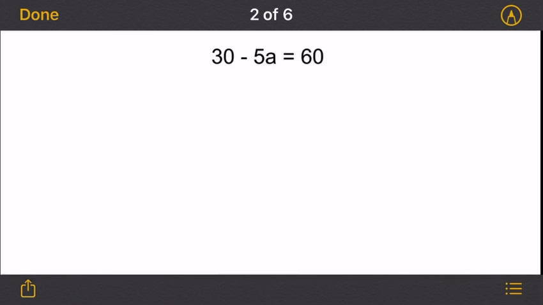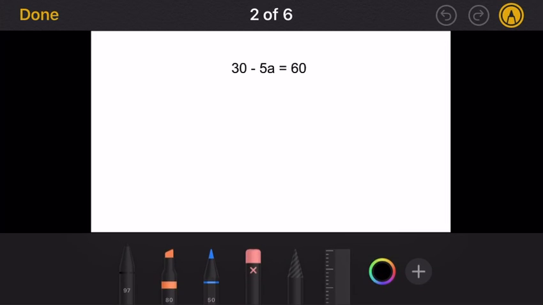Let's go ahead and do the next one together. I have 30 minus 5a equals 60. So if I'm doing this problem, I have a positive 30 minus 5a, that's a negative 5a, equals positive 60. So again, I'm wanting to get rid of that 30. That does not have the variable in it. I'm looking for the variable. I want to combine all my like terms. Numbers are like terms, so I want to combine just the numbers.